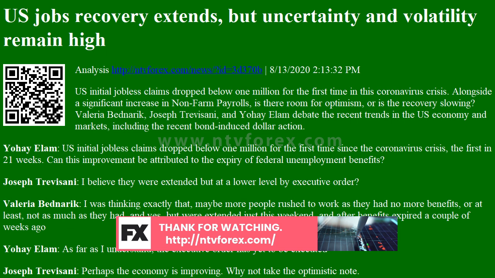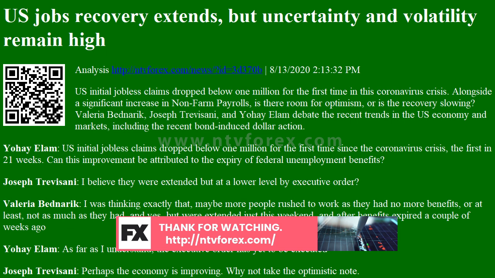Yohai Elam: A tweet by Jed Kolko, chief economist at Indeed. Joseph Trevisani: I am not so sure about this at all. CPI was much stronger in July than expected. You need demand for that to be true. Yohai Elam: For me, it's still the bounce from the deep lows, but losing steam. The swoosh in the Nike logo is flattening.